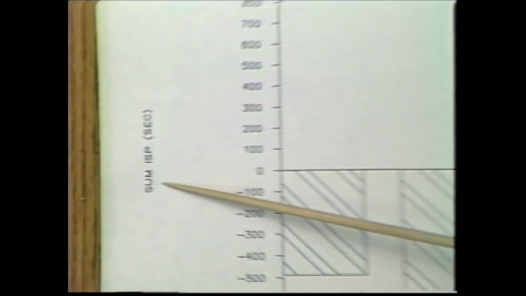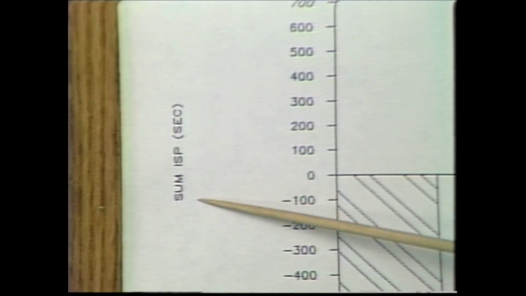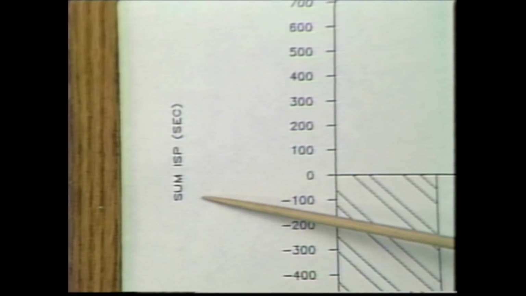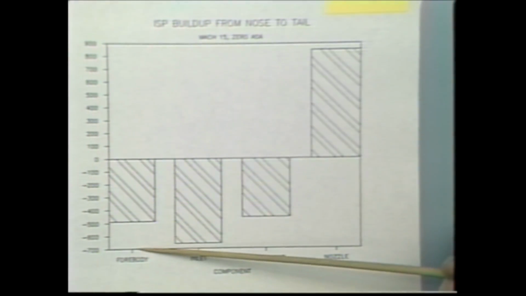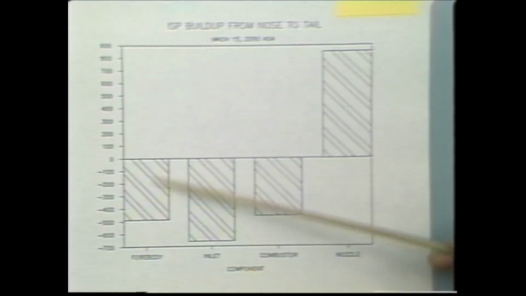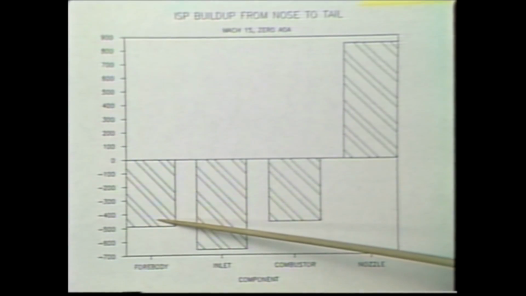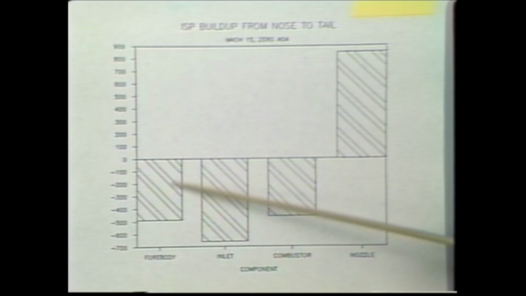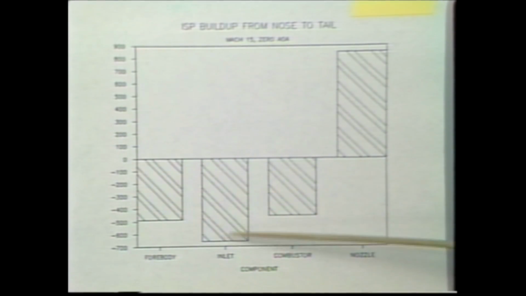This is sort of an interesting thing to just reflect on a little bit. This is the ISP, the integrated ISP as you're going from the nose of the vehicle to the tail of the vehicle. Okay, so on your forebody, it's just the force over fuel flow. Well, obviously on the forebody, you're producing nothing but drag. All you're doing is creating negative ISP. In the inlet, you're adding more to that.